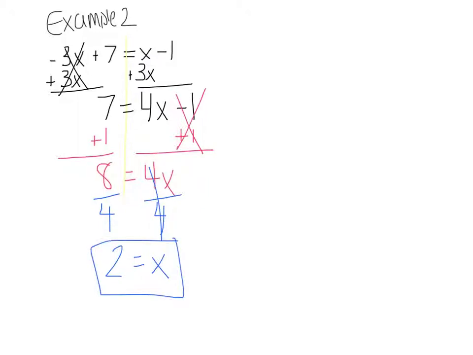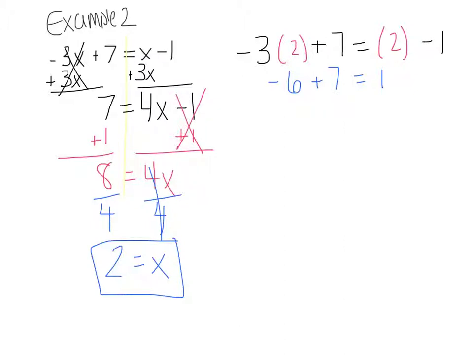I'm going to check it by putting it back into my original equation. See, I've got negative 3. Instead of x, I'm going to put 2. So times 2 plus 7 equals, again, instead of x, I'm going to put 2. Oops, I didn't really need parentheses there. Minus 1. And then I simplify this. Negative 3 times 2 is negative 6 plus 7. And then 2 minus 1 is just 1. And negative 6 plus 7 is 1. And I see that my left side equals my right side, so my solution here works. This checks out.